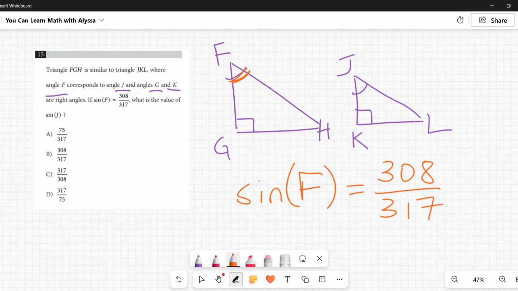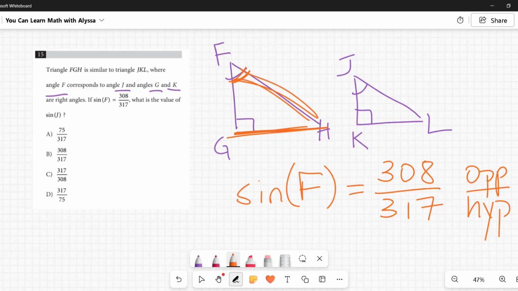Does this mean 100% that, because this is representing opposite over hypotenuse, the length of this side is 308 centimeters, inches, whatever, and that the length of the hypotenuse is 317? No, it doesn't. It means that's the proportion. That's the ratio. It could be twice as big. It could be 616 and 634. 2 times 308, 2 times 317.